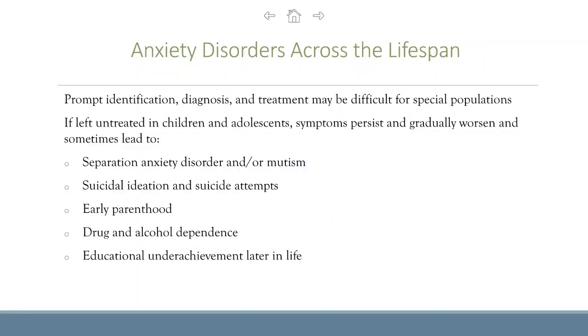So, talking about anxiety across the lifespan, prompt identification, diagnosis, and treatment may be difficult in special populations, but if left untreated in children and adolescents, these symptoms can persist and gradually worsen, and sometimes lead to separation anxiety and/or mutism. Suicidal ideation or suicide attempts, of course, are very important to watch out for.